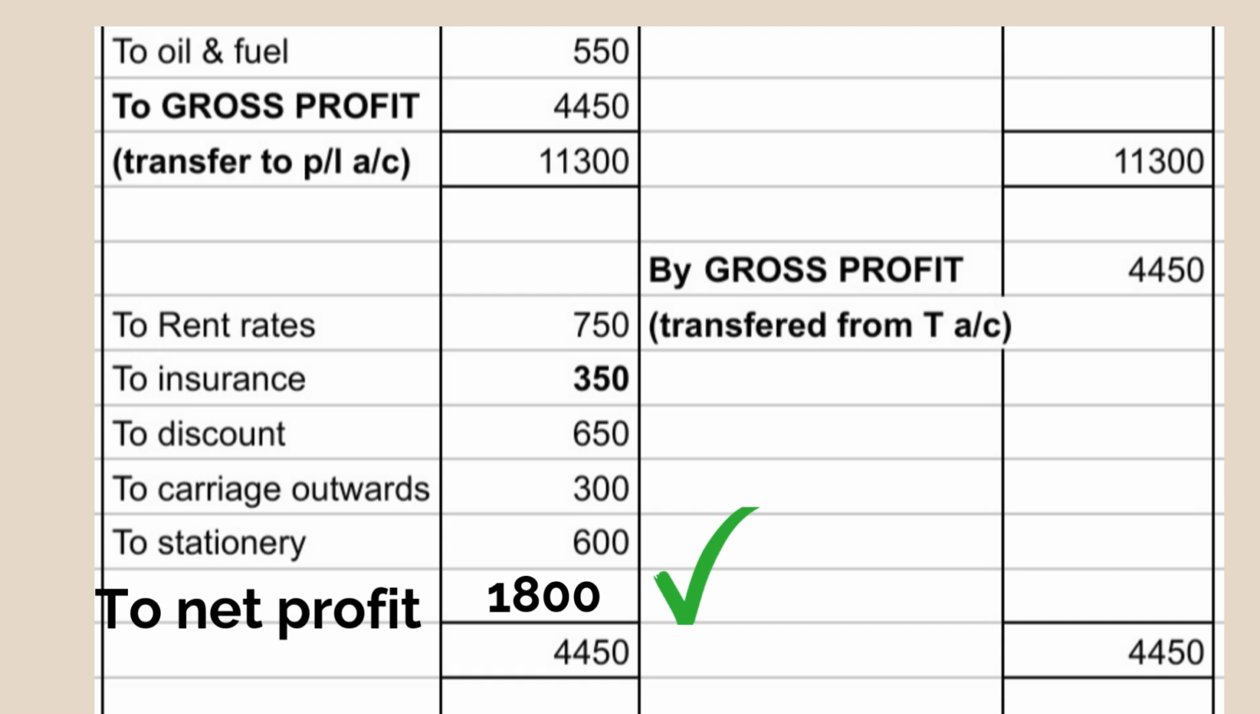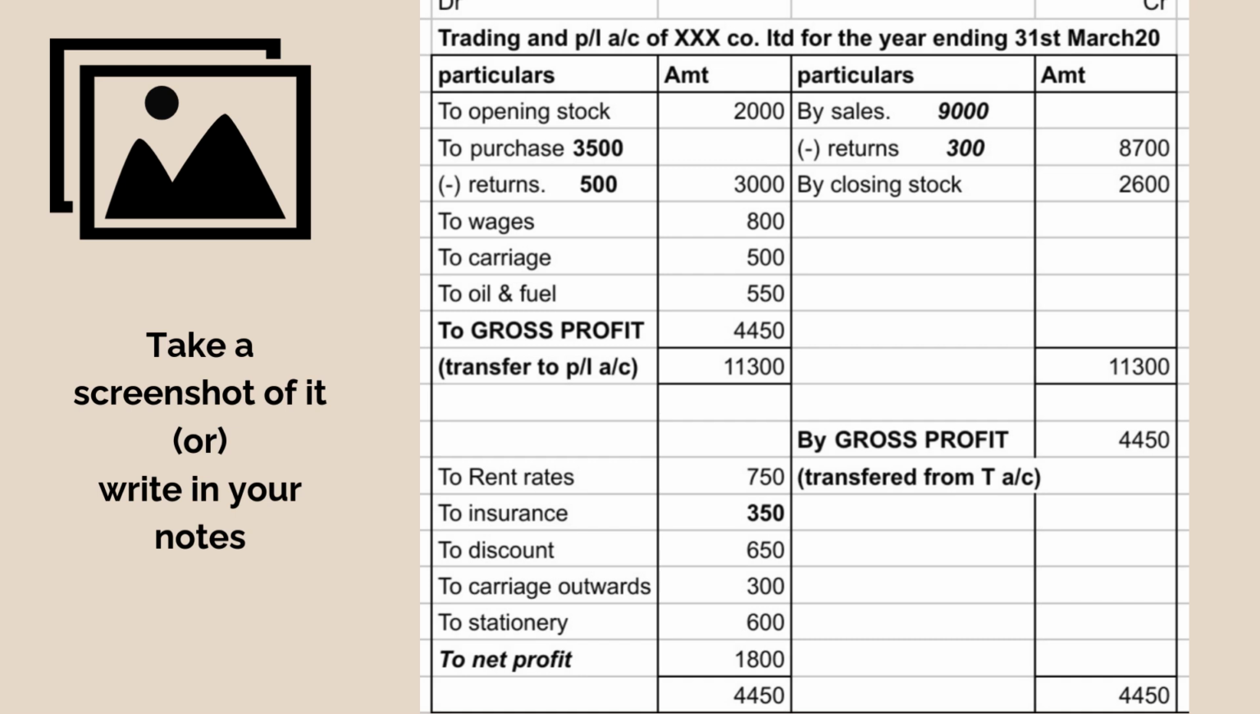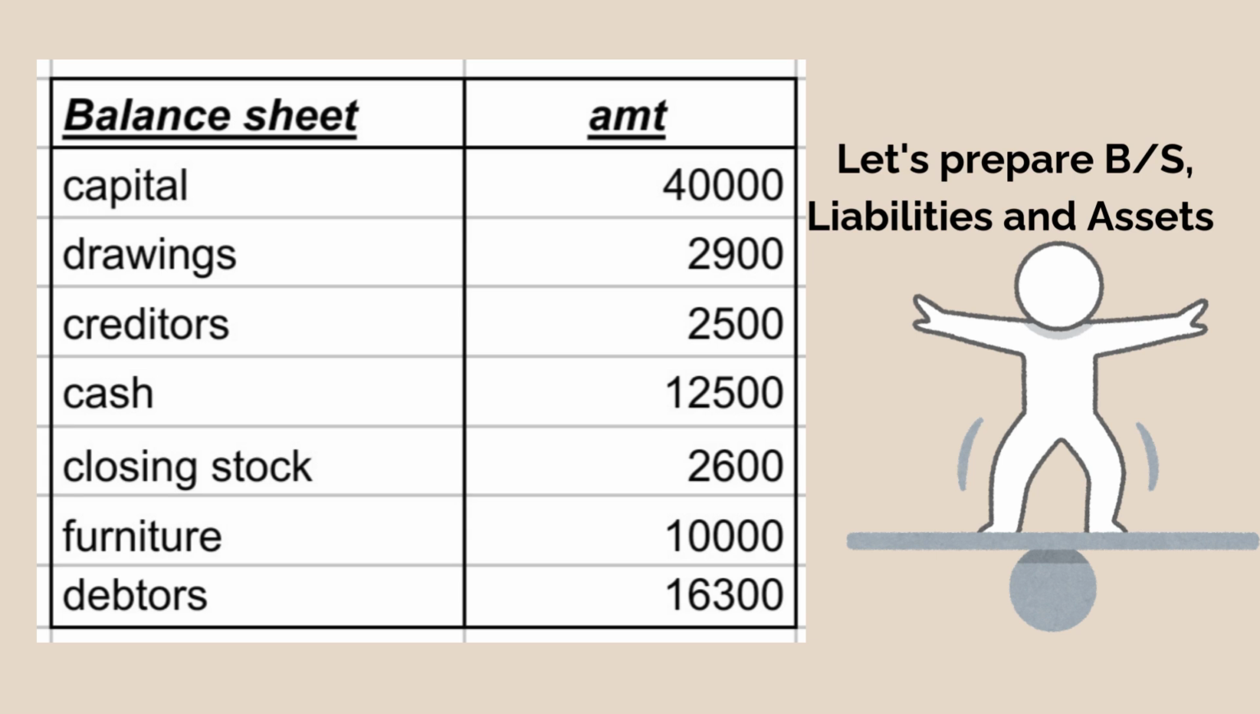With this we completed the preparation of the trading and P&L account. Now let's see the entire trading and P&L account answer. Please pause your video and write in your notes or take a screenshot. Now let's check out balance sheet items. We have capital, drawing, creditors, cash, closing stock, furniture, debtors. You need to understand which is liability and which is asset. Capital, liability; drawing, liability; creditors, liability; cash, asset; closing stock, asset; furniture, asset; and debtors also assets.